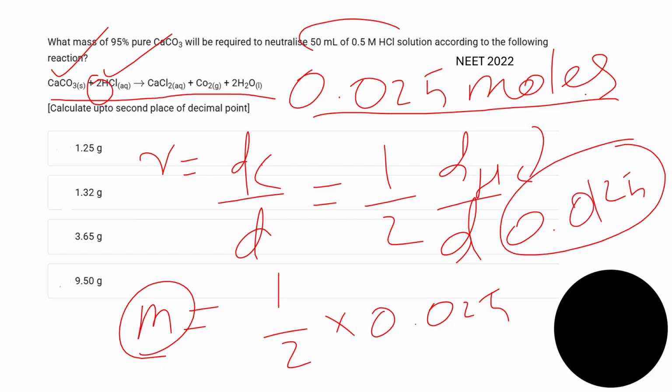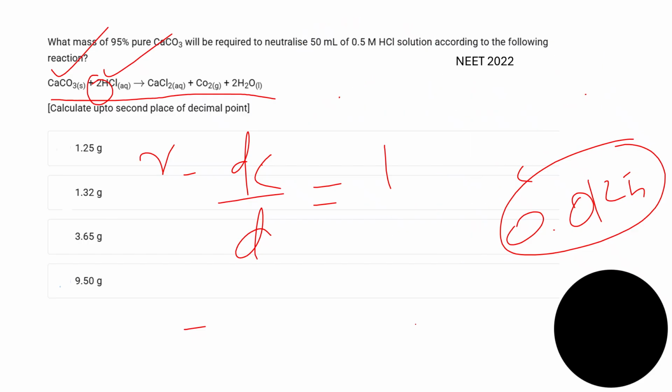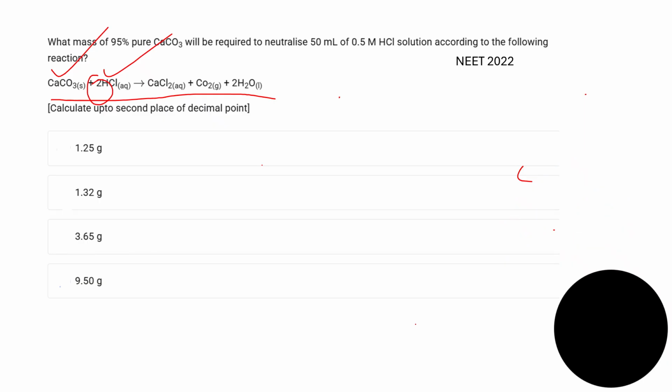From this data, we find moles of HCl, then moles of calcium carbonate. Moles of calcium carbonate is 0.0125. Then we can convert into the gram. This is so easy. Okay, 0.0125 moles of calcium carbonate is there. Then how to convert? This is so simple.